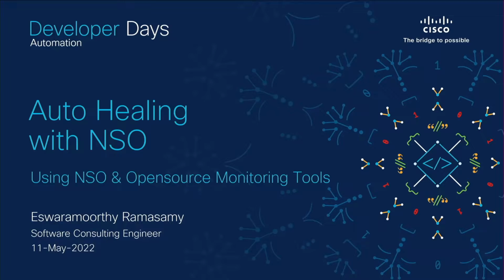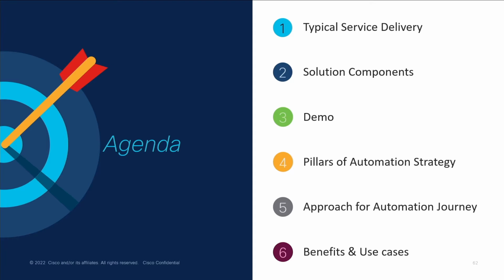The objective for today's session is to give you an idea how auto healing can be achieved just with NSO and open source monitoring tools. We'll get into a typical service delivery environment, how it looks, and then go to the solution components, followed by a demo. We'll also take a look at how things should be standardized in such a way that we get the best outcome of the auto healing. And we'll also talk about the successful automation journey approach that we should be following.